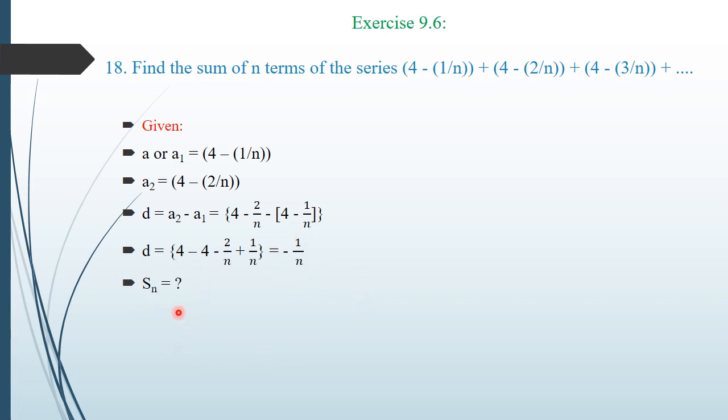Now I need to find the sum up to n terms. Let us see how we can do that. We know the formula Sn equal to n by 2 into 2a plus (n minus 1) into d. Substituting all the available values in this equation, we can proceed further.